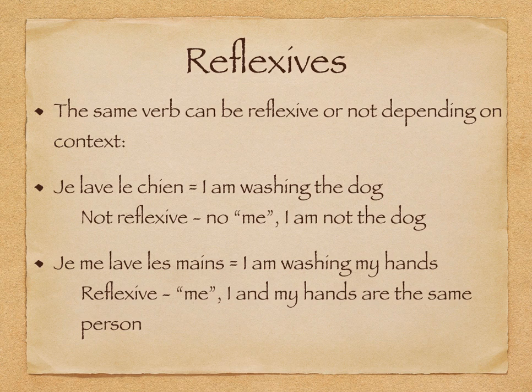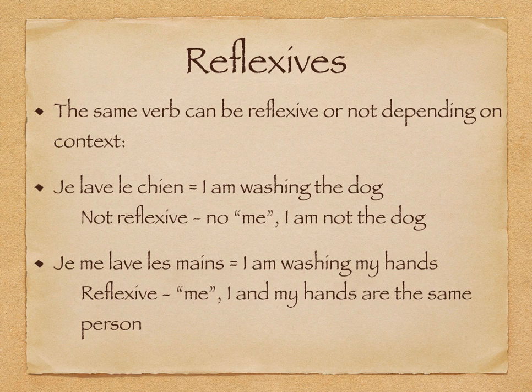So if we use the verb laver, we have a sentence, je lave le chien, I am washing the dog. We know that this is not a reflexive sentence because, first of all, there is no me, which is the je conjugation of se, a reflexive pronoun. But even if we didn't have that full sentence, we would know that it's not reflexive because our subject and our object are two different people. We have an I and we have the dog. And I am not my dog, so therefore it cannot be a reflexive sentence.